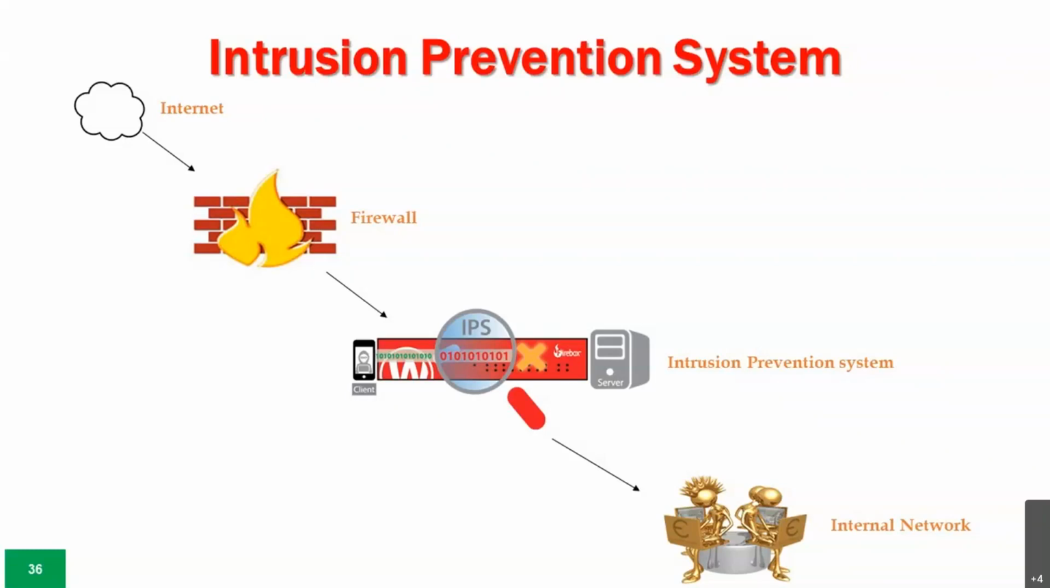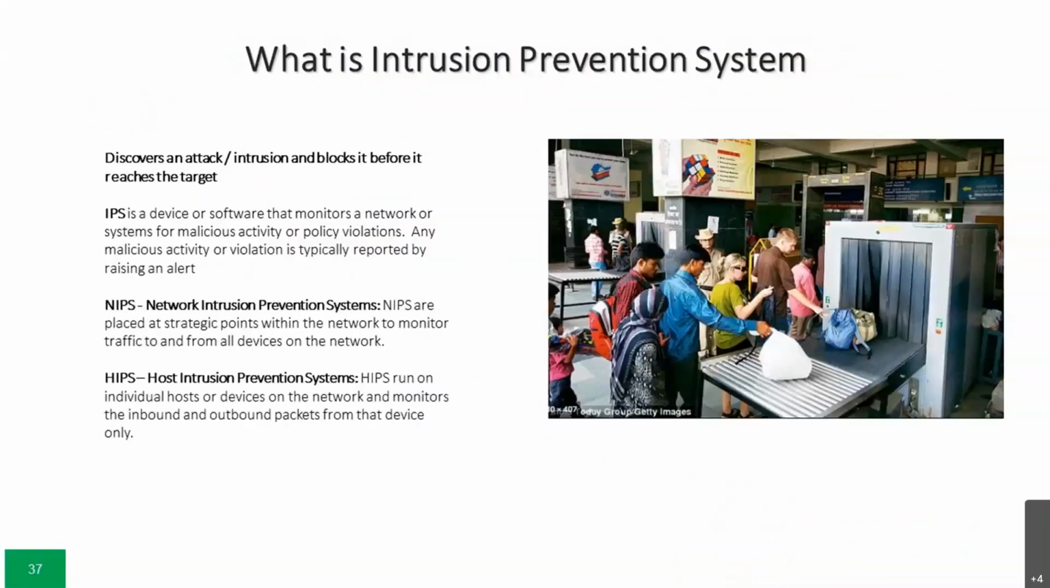Here's the internet. After that, the firewall is placed. After that, the IPS is placed. IPS is used for deep packet inspection. It works based on signature-based detection. Signature-based detection means detection based on some patterns.